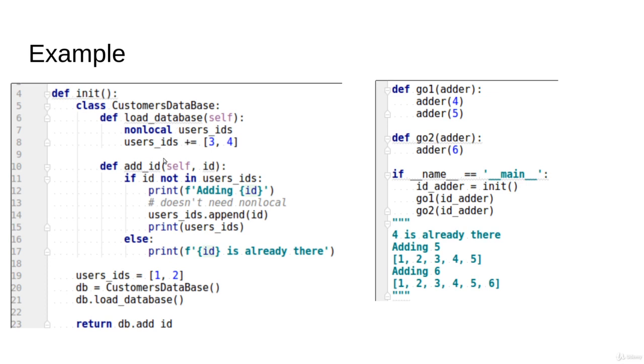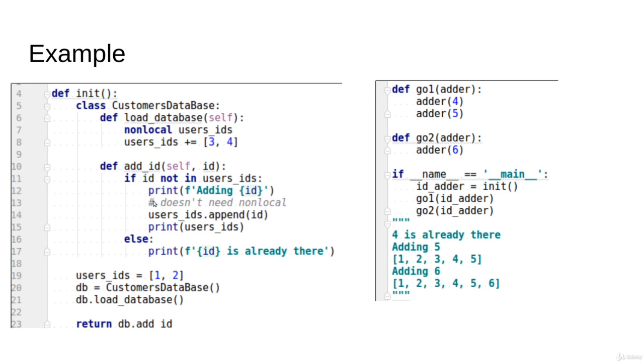And we have also another function called add ID. It takes an ID and it does the following. If the ID is not in the users, it adds it. Otherwise, it's already there. So the logic is load the data, add ID if it doesn't exist. Observe here, user IDs is just appending without nonlocal, because the appending would be okay with the mutable data structure. But this is out of scope for now.